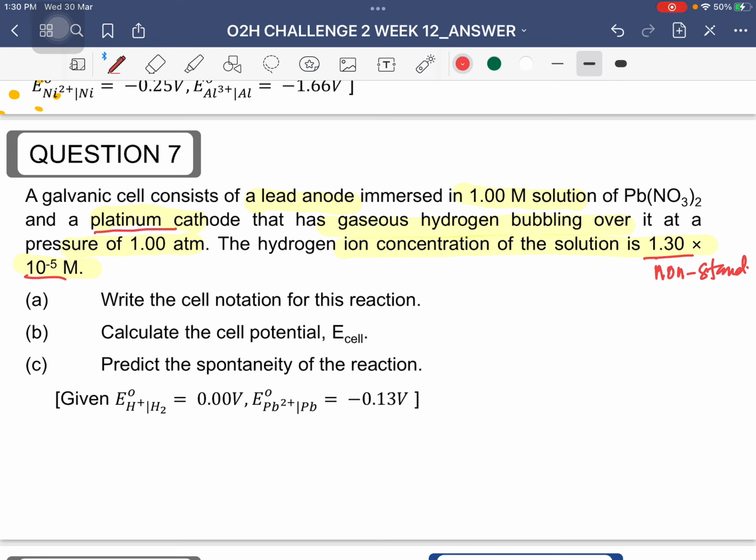In this case, write the cell notation. Before we write the cell notation, we need to determine who is going to be anode. More negative to be anode. So lead will be anode and hydrogen will be cathode.